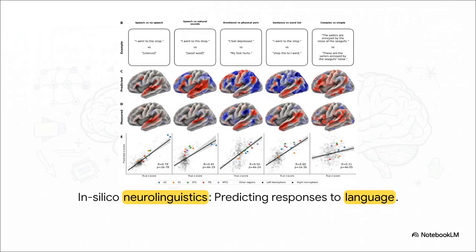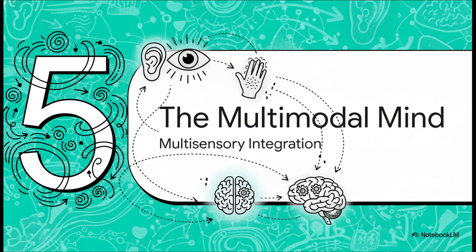And guys, it doesn't stop at vision. In silico neurolinguistics allows researchers to test the AI with language processing tasks too. By feeding it complex sentences versus simple word lists, or human speech versus natural sounds, the model successfully isolated the exact core language processing areas of the brain, areas like the superior temporal sulcus and Broca's area. It even predicted the higher lateralization to the left hemisphere that we naturally see in humans when we parse syntax and semantics. Let's jump to Section 5, Mapping the Multimodal Mind.